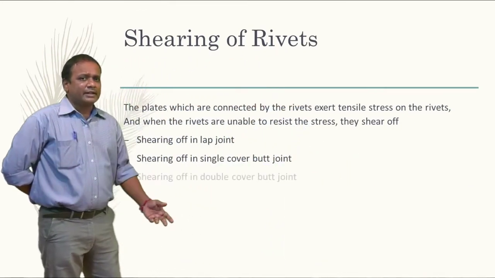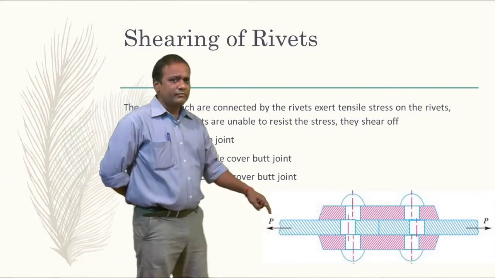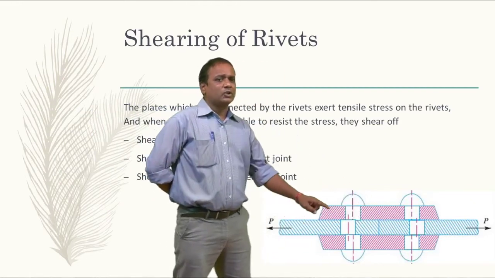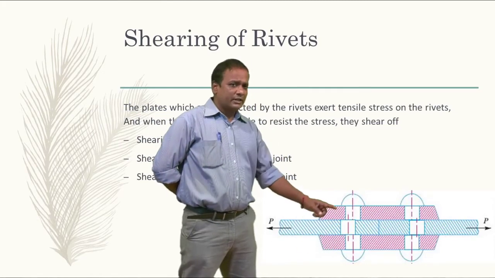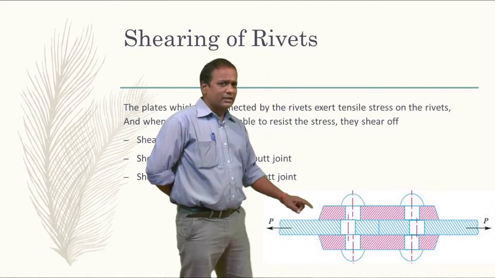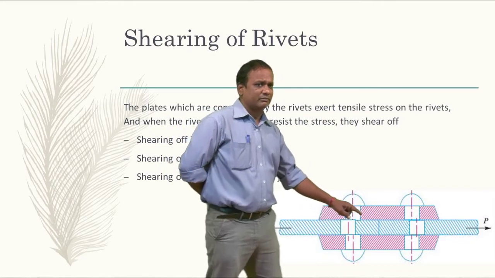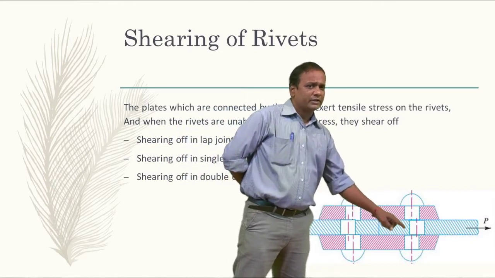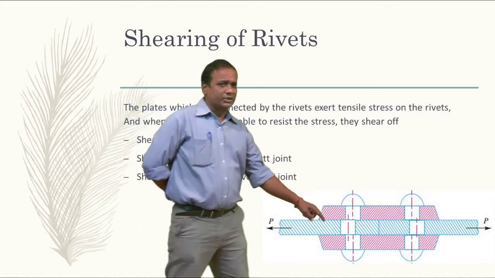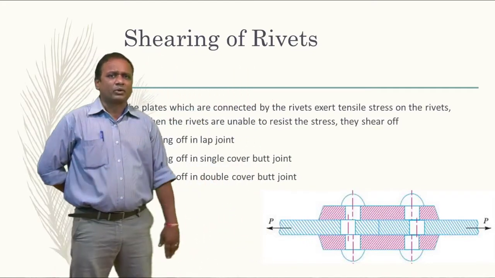In a similar way, take a double cover butt joint. I have two plates over here, and you can see two cover plates at the top and at the bottom. If you look at this part of the section, you can clearly visualize that shear has occurred at two places, one at this part and another at this side. Therefore here the rivet has undergone a double shear, not a single shear. You can see double shear here and here. This is the example of shearing.